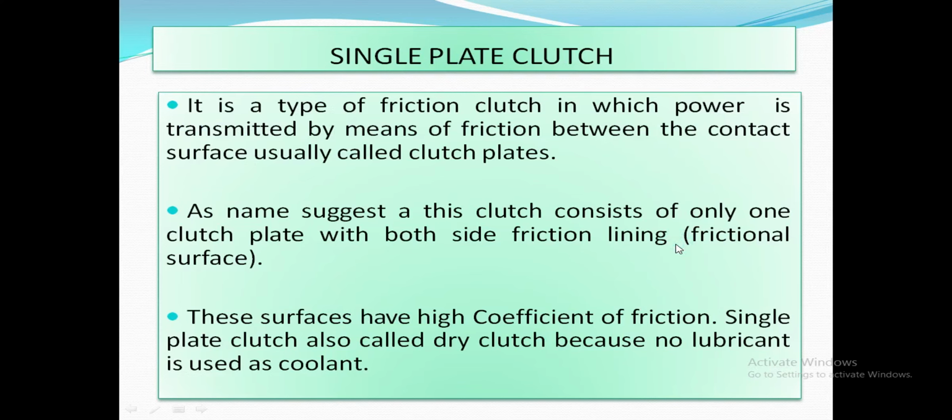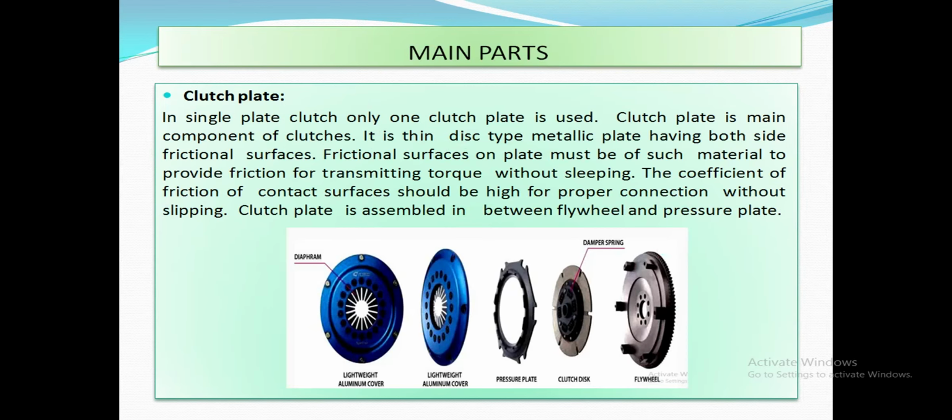Single plate clutch. It is a type of friction clutch in which power is transmitted by means of friction between the contact surfaces, usually called clutch plates. As the name suggests, this clutch consists of only one clutch plate with both side friction lining, frictional surface. These surfaces have a high coefficient of friction. Single plate clutch is also called dry clutch because no lubricant is used as coolant.